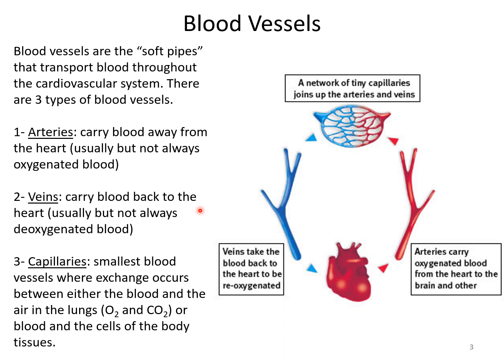And then you have the capillaries, which are the smallest blood vessels. Again, it's in the capillaries where the exchange occurs between blood and the air in the lungs, or if you're talking about the body cells and the body tissues, you're going to exchange oxygen and CO2.